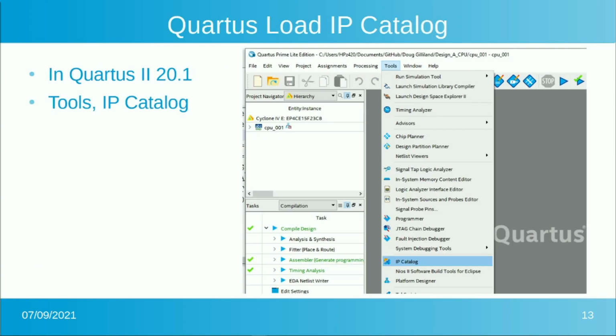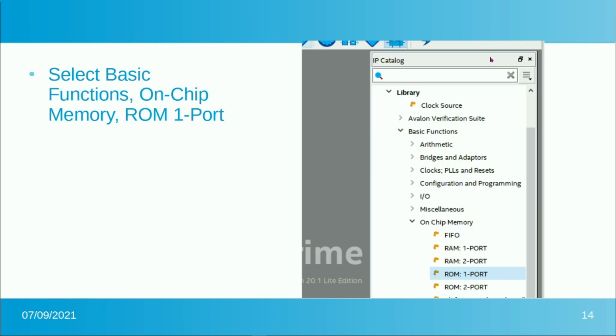To load that, it depends upon the version of Quartus you're using, but in 20.1, which I'm using, it's under the IP catalog, which can be found under Tools. So Tools, then click IP Catalog, and it pops up this little IP catalog window. I had to drag it around to get it where I want it. But click into Basic Functions, On-Chip Memory, and ROM, and you want the one-port ROM for what we're doing, but there are other choices here as well.